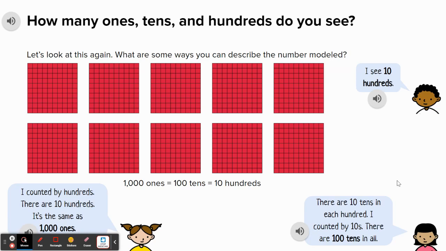We are going to be using picture models and number models with hundreds, tens, and ones throughout this entire unit, second graders. So make sure you have those in mind, that the red square equals 100, the green strip is 10, and the yellow square is 1. Hundreds, tens, and ones. Okay, now you're ready to watch the next video for the second part of our lesson.